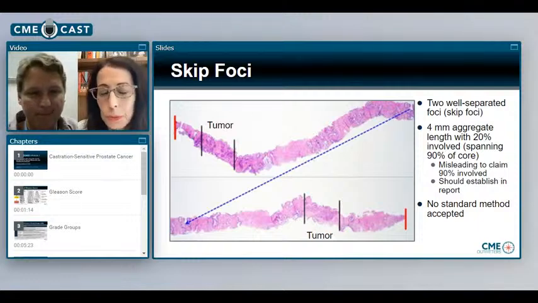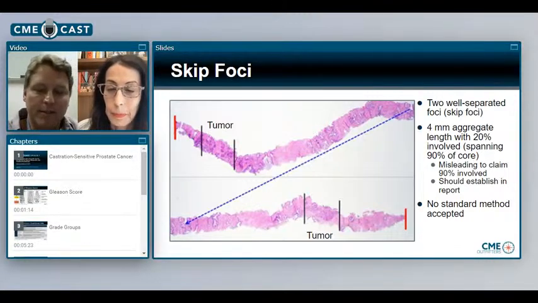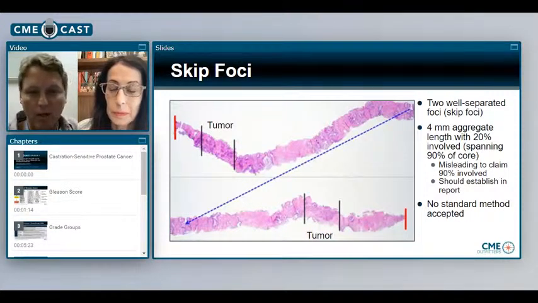I heard a lecture once by Jonathan Epstein, and I think I understood it differently. I think he was saying that if you have tumor at one side of the core and then the other side of the core, you need to measure the whole thing as being involved. So Johns Hopkins is the leader on this, and they've done studies that show that it correlates well if you just include the entire core.